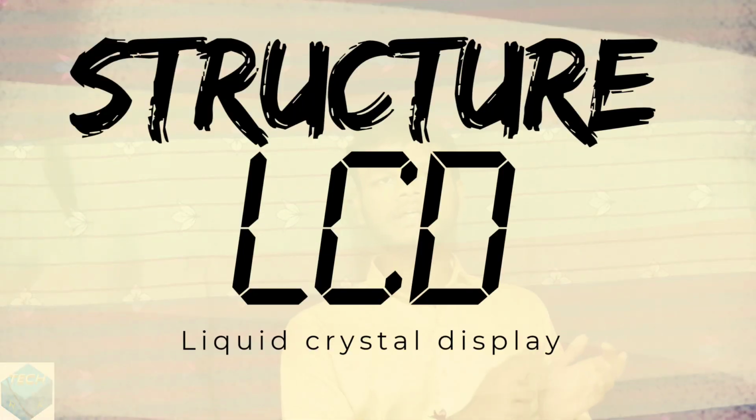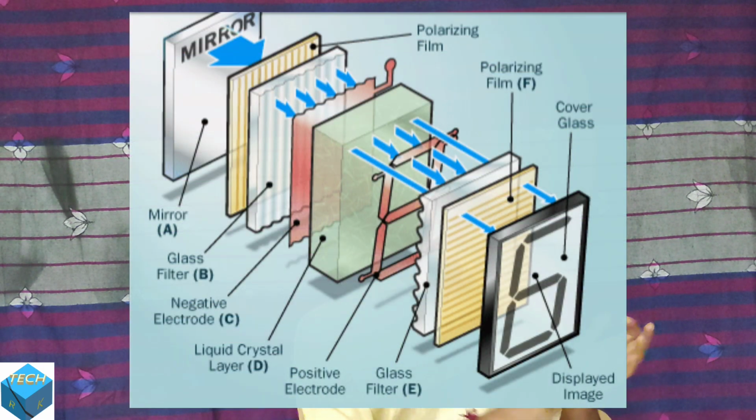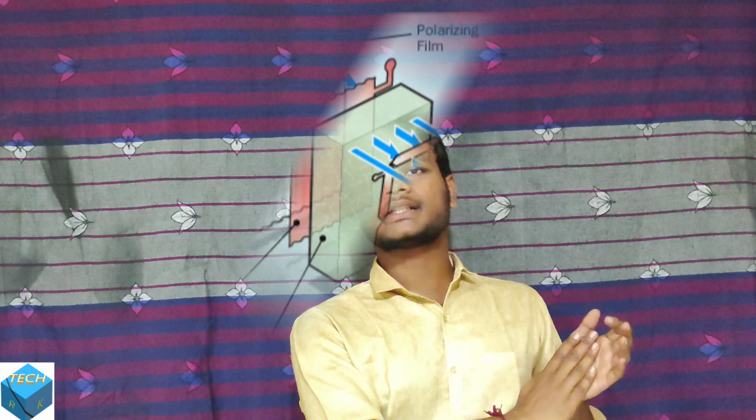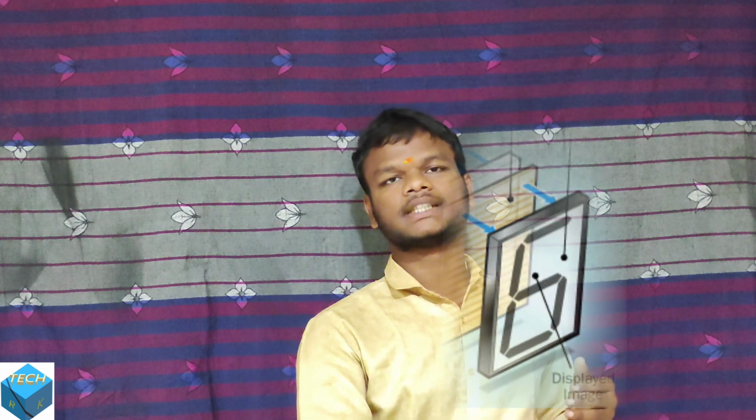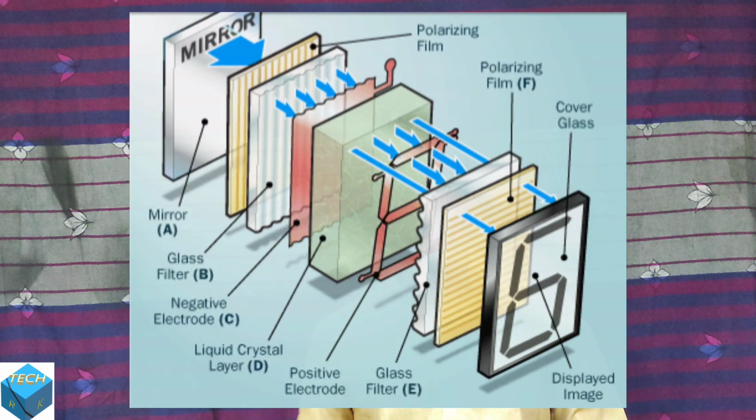The next thing is working. Before going to the working, we want to know about the construction, the structure of the LCD display. So here you can see the structure of the LCD display. It has a backlight layer, polarizers, electrodes and liquid crystal layer, and again a positive electrode and polarizer, and the cover display. So this is the structure of LCD. Now we want to know about each layer.